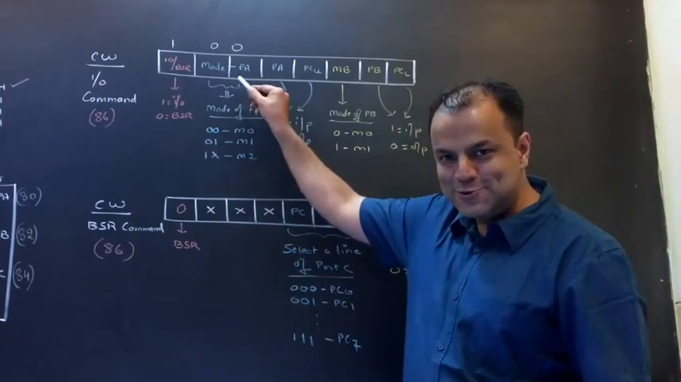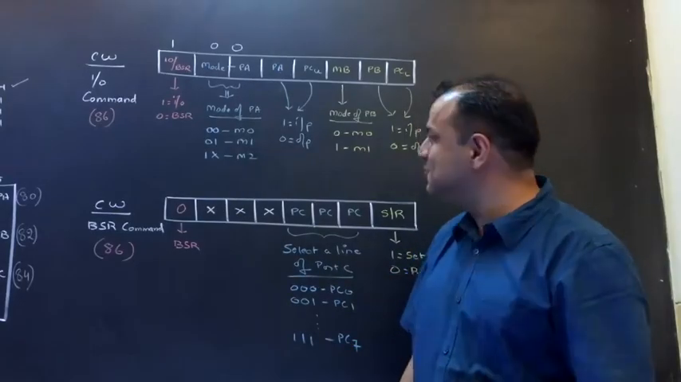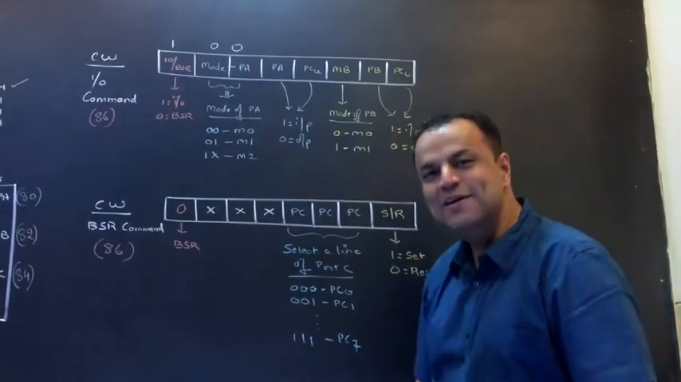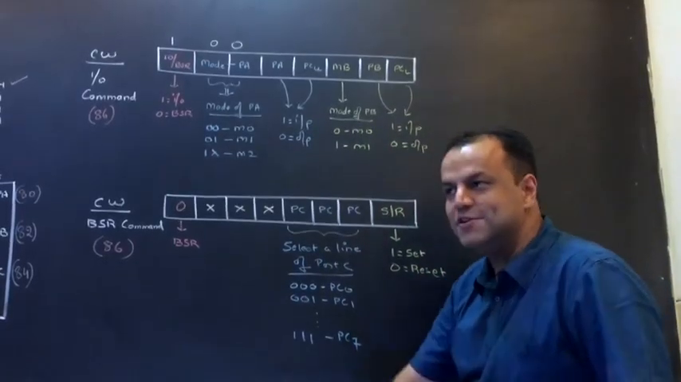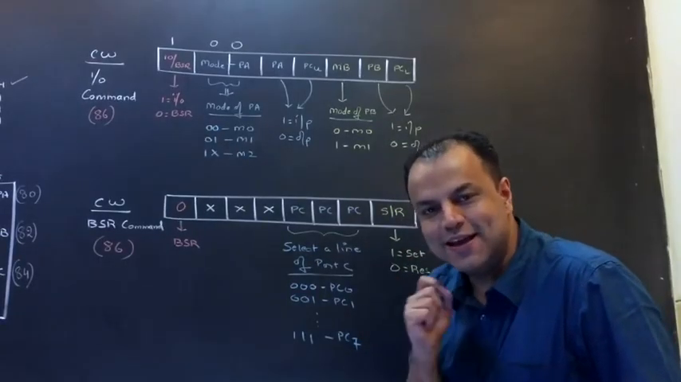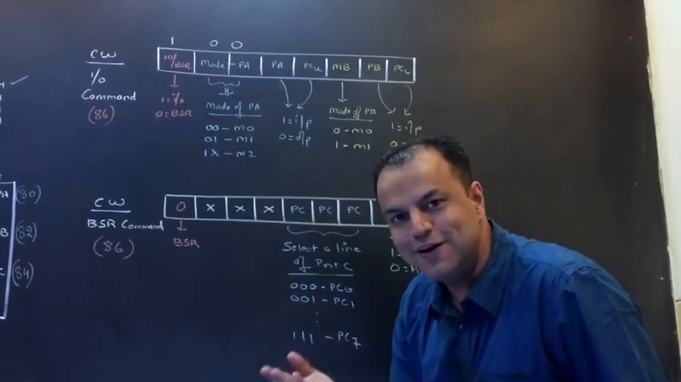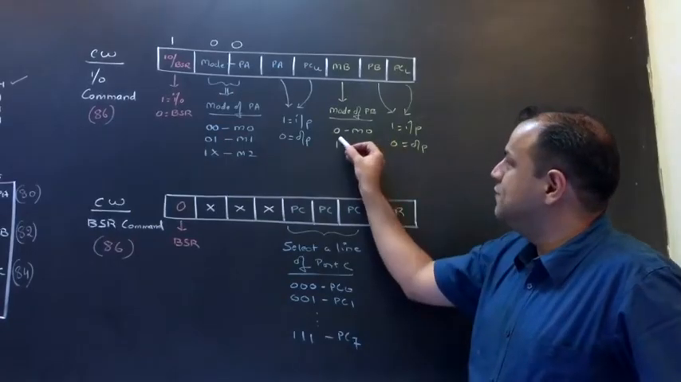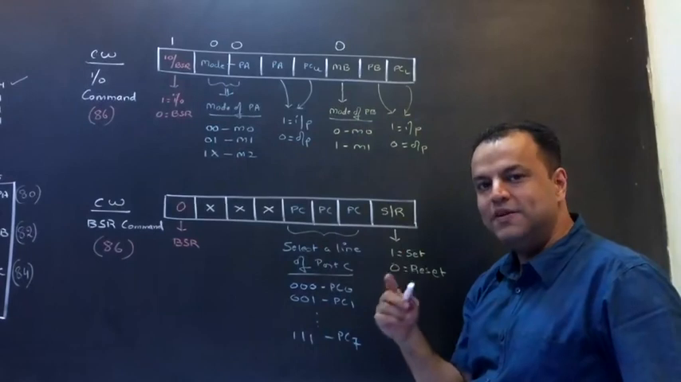Now 2 bits are used to tell the mode of port A, but only 1 bit is used to tell the mode of port B. Why like that? Why only 1 bit? Because yeah, you got it. Nice. I'm happy you're paying attention. Port B has only 2 options. It can either work in mode 0 or mode 1. So since there are only 2 options, 1 bit is enough to decide it. If this bit is 0, port B is in mode 0. If this bit is 1, port B is in mode 1.